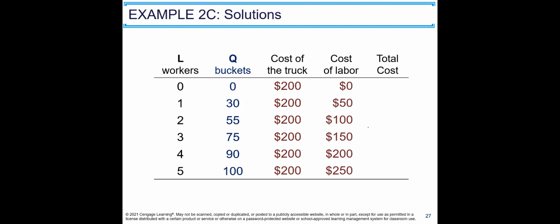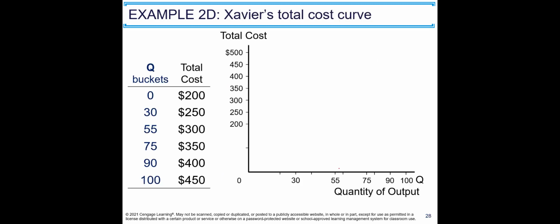If you have 2 workers, then 50 times 2 is 100, 3 workers 150, 4 workers 200, and 5 workers 250. So the total cost is going to change. Why? Because there is a fixed cost of the truck, but there is a variable, changing cost of wages. So total cost is the sum of these two. Now let's see the total cost function. Total cost function shows the relation between total cost and quantity of output.